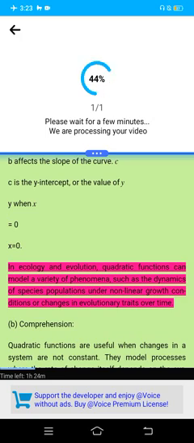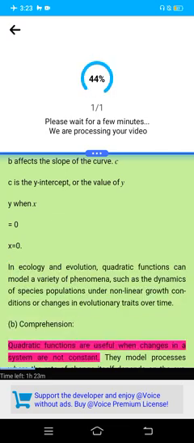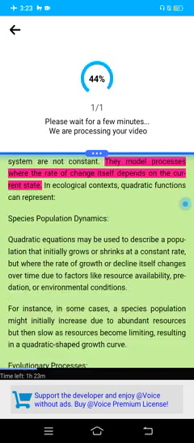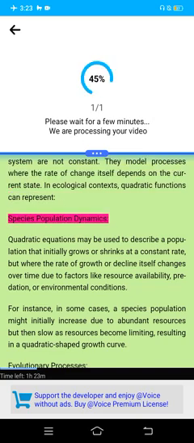Ecology and evolution. Quadratic functions can model a variety of phenomena, such as the dynamics of species populations under nonlinear growth conditions or changes in evolutionary traits over time. B. Comprehension. Quadratic functions are useful when changes in a system are not constant. Model processes where the rate of change itself depends on the current state. In ecological contexts, quadratic functions can represent species population dynamics.